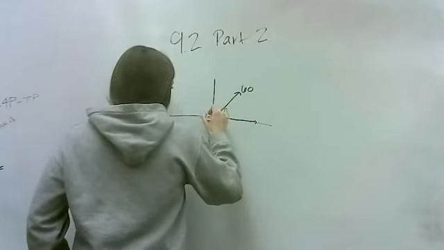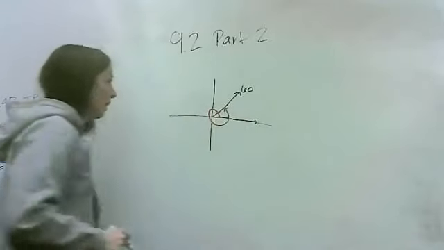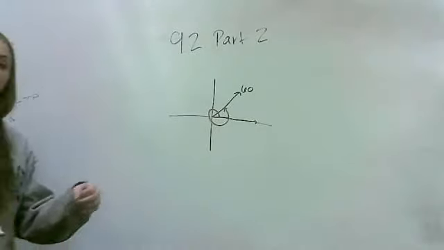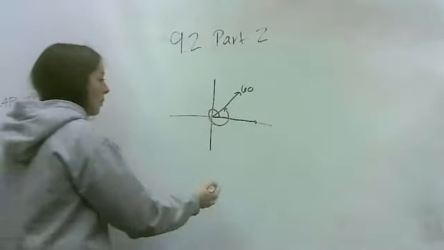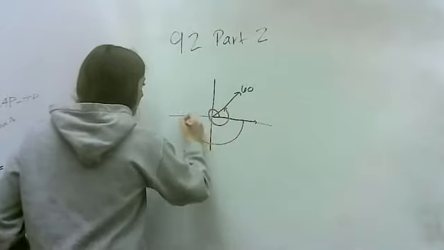Start here, go all the way around, end up at 60 degrees. So we started and stopped in the same point. The other way we went was start here and go backwards.